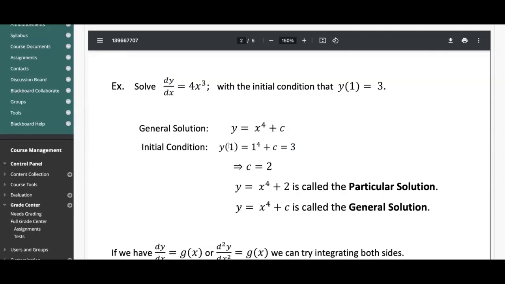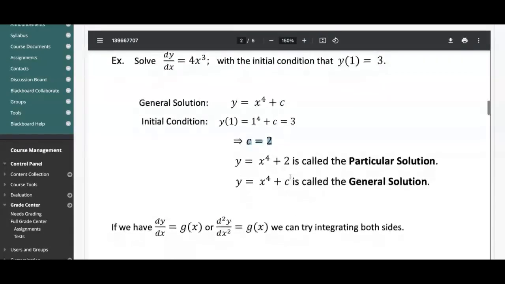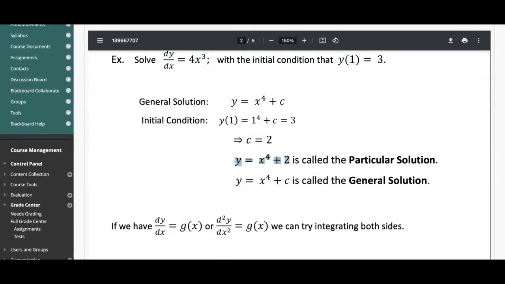All right, so given the initial condition or 1 point, for this one, we can solve for the constant c, right? So c equals 2. Then we'll have a unique solution for the differential equation with the initial condition. And we call this the particular solution. It's a unique solution, other than the general solution, which is a family of functions. But with the initial condition, we get a unique function.